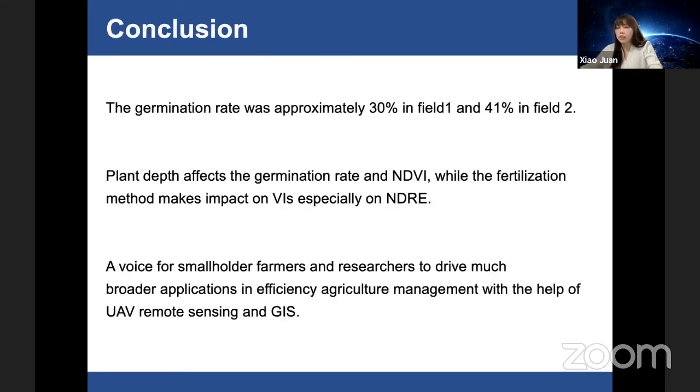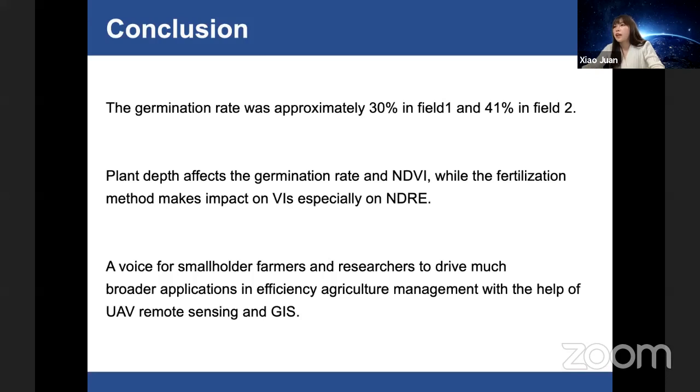So for conclusion, this study, based on UAV RGB images, estimated the cone plant count, and the germination rate was approximately 30% in field one and 41% in field two. And the planting depth affects the germination rate and NDVI, while the fertilization method makes an impact on vegetation indices, especially on NDIE.